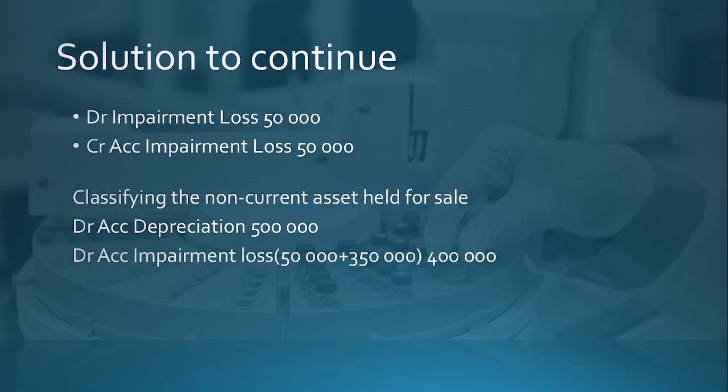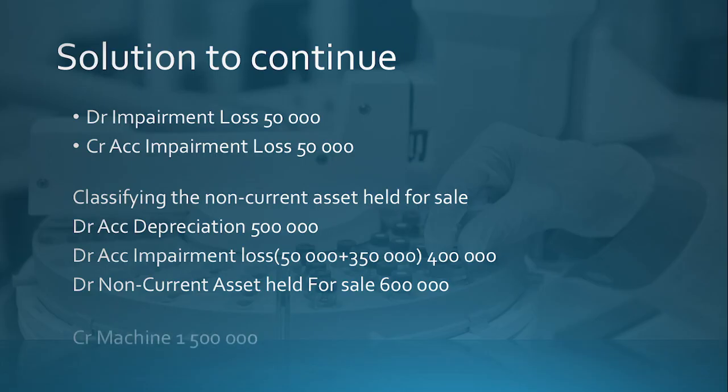Debit accumulated impairment loss by saying 50,000 plus the 350,000, which makes 400,000. You then debit your non-current asset held for sale by 600,000. You must be asking, but how did we get the 600,000? We took the lower of, because remember, our fair value less cost of sale was 600,000 and our carrying amount was 650,000. So we took the lower of, which was the 600,000. And then we credit machine at its cost, which is 1.5 million.